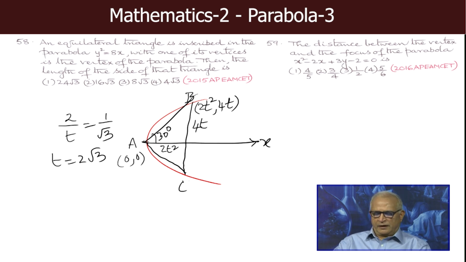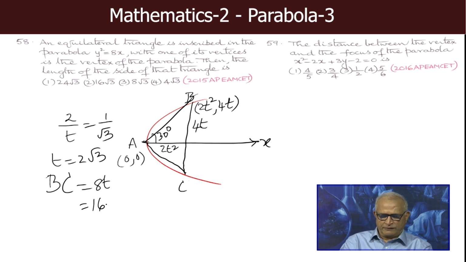And therefore, what is BC? The length of the side of the equilateral triangle is BC, that is 8t, which is equal to 16 root 3. That is the length of the side of the triangle, which is the second option.